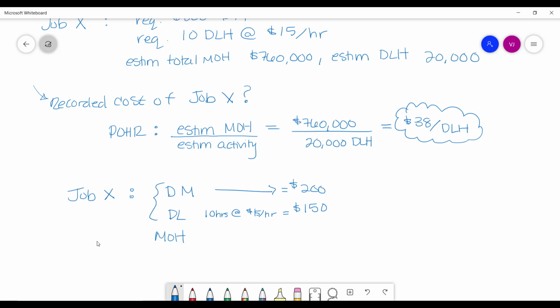So we want to ask ourselves, okay, what are we using to allocate overhead? What did they use as their allocation base? Direct labor hours, right? And how many direct labor hours did this job require? Remember, it required 10 direct labor hours. But then if we look at the POHR, remember, the POHR is what we use to allocate this overhead, and the POHR, the predetermined overhead rate, is $38 per direct labor hour. So that means that the estimate for this job in terms of manufacturing overhead is $380.